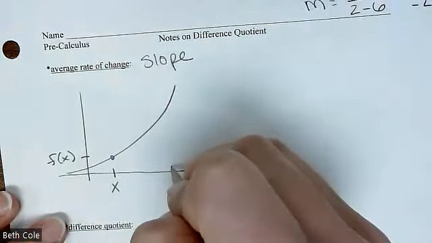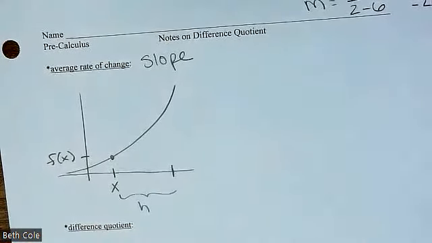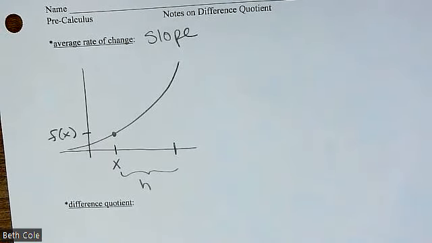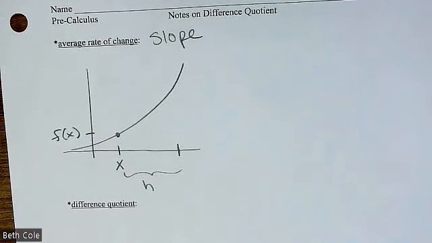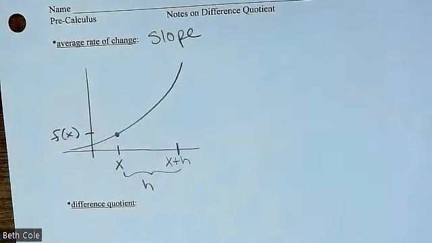All right, now we need another point. So we're going to go a distance of h. H is typically the letter of the alphabet that's used for this. Now don't overthink this. If you start at x and you go a distance of h, where do you end up at? X plus h. Very good. We didn't overthink it. X plus h. If you start at x, and you go a distance of h, you've ended up at x plus h.